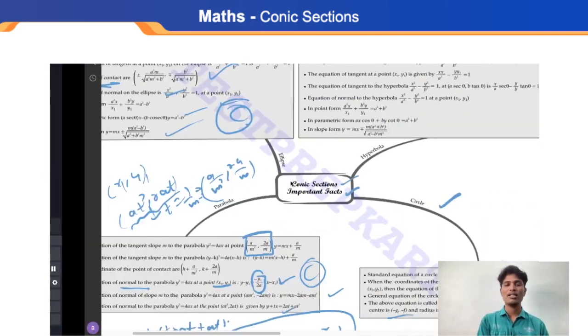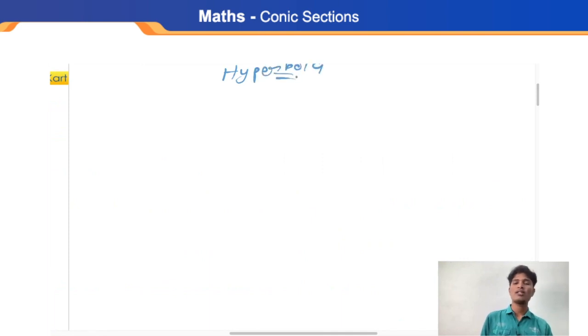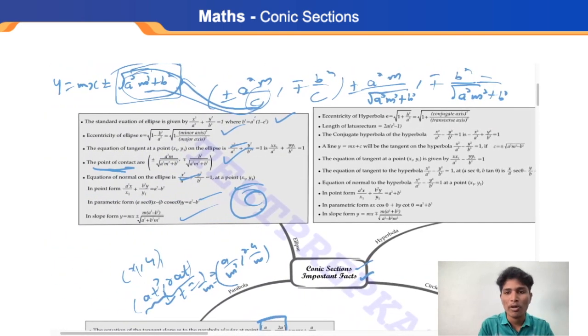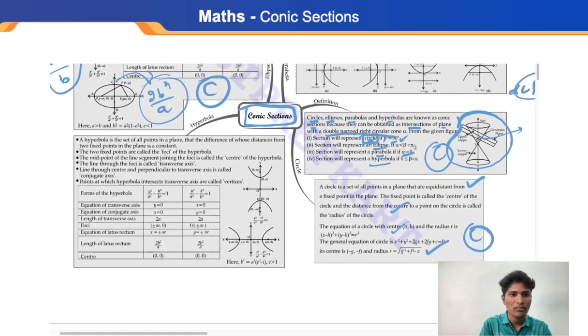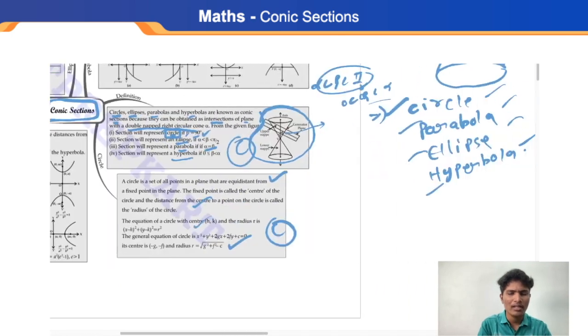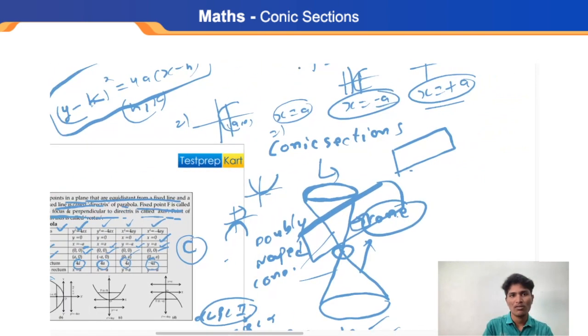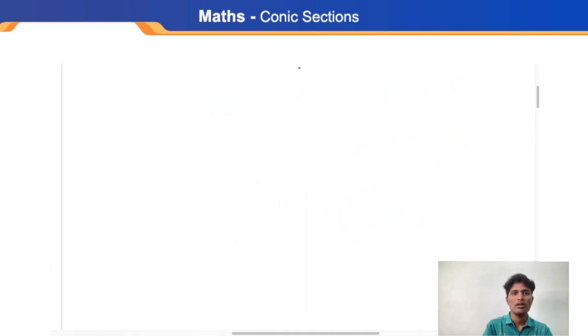Now I am going to discuss the hyperbola, which is again important. Hyperbola. Here the hyperbola is also of two types. Very important. You can see here there are two types of hyperbola. Here I have written the hyperbola. Here also there are two types of hyperbola.